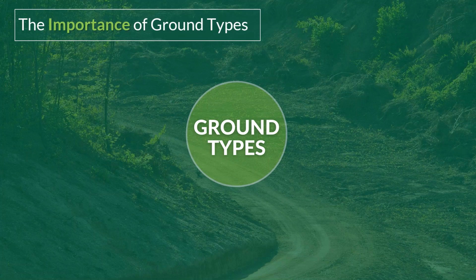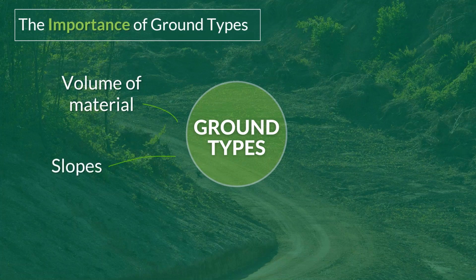So ground types are really important and have a very large impact on a lot of different elements within our RoadEng model. For example, ground types can impact the volume of material you end up reporting inside your project. They have different geotechnical properties that impact that volume, whether through their compaction and expansion factors, or through the slopes. Different materials have different abilities to have different cut and fill slopes, so those will have a very large impact within your model.